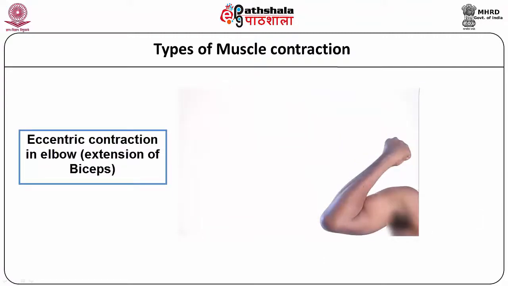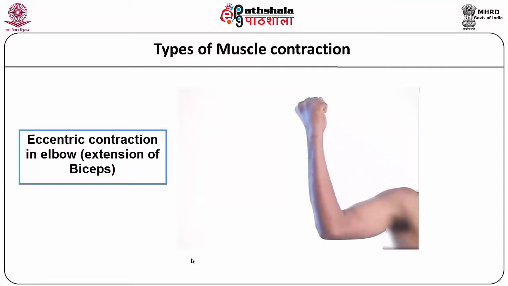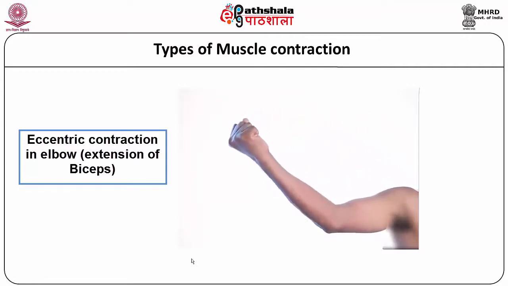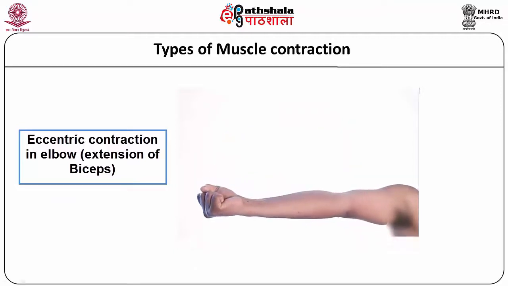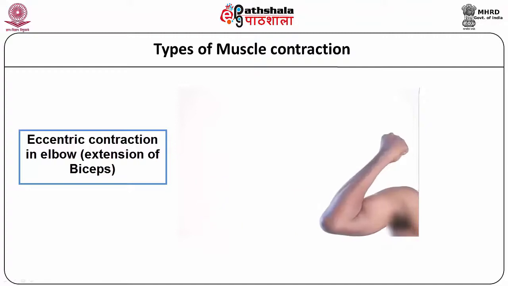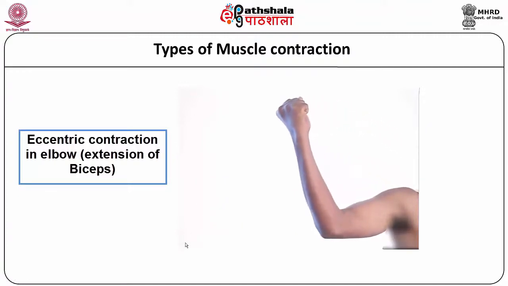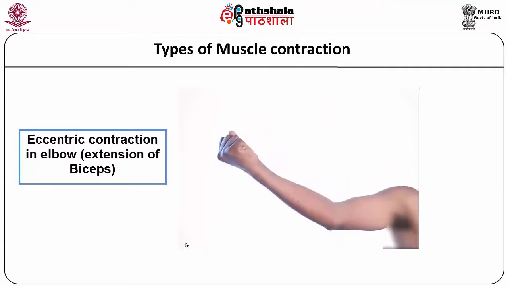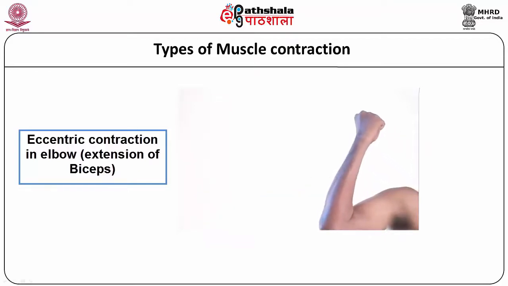See the eccentric contraction. See again. Look at the bulging reduction of the biceps muscle and the increase in the triceps muscle bulging. See again the change in the bulging nature.